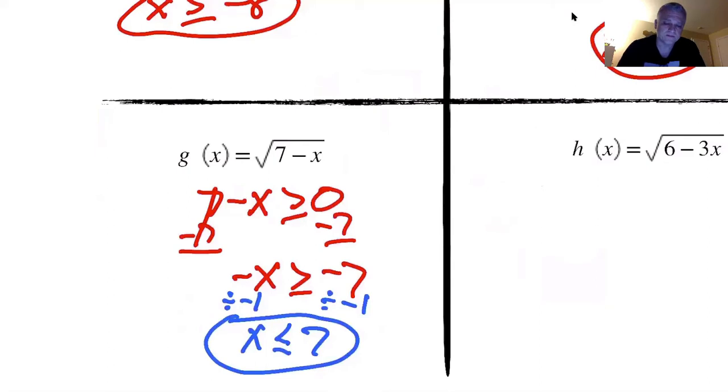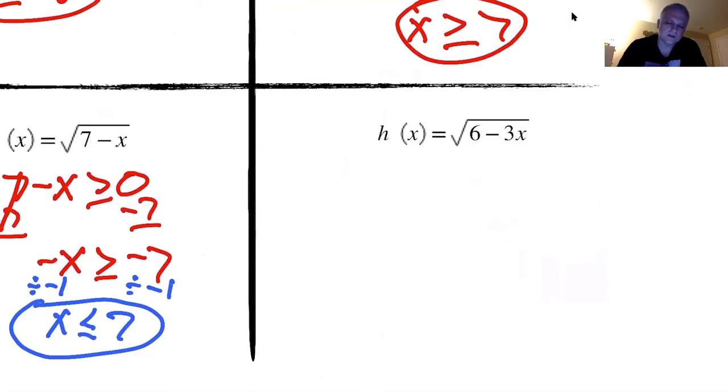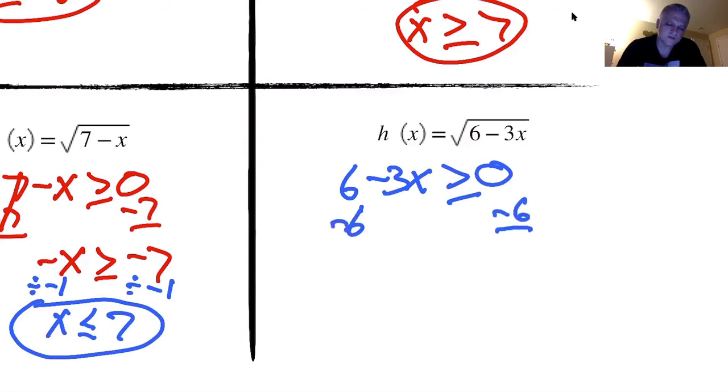We were correct. Okay, and finally, 6 minus 3x, we want to say that that radicand must be greater than or equal to 0. So let's subtract 6 from both sides of the inequality. So we get negative 3x is greater than or equal to negative 6. And now we have to divide both sides by negative 3.